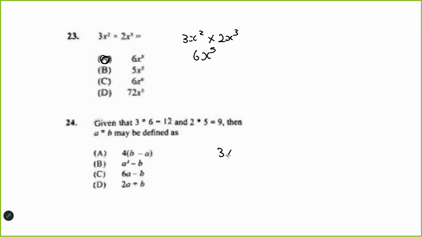Given that 3 asterisk 6 is equal to 12, and 2 asterisk 5 is equal to 9, then A asterisk B may be defined as, so there are 2 answers. It can either be this one or this one. So we're going to check those 2. We have 3 squared minus 6, not this one. Let's check this out. 2 3s are 6. 6 plus 6 is 12. 2 2s are 4. 4 plus 5 is 9. So the answer is D.